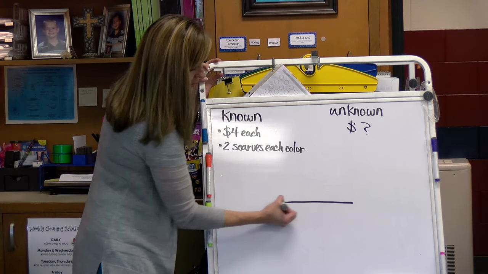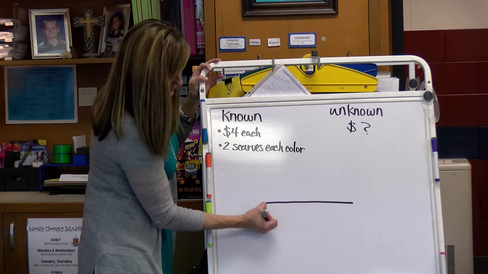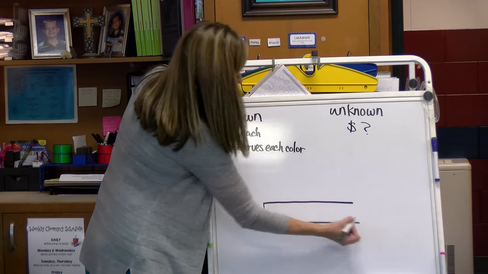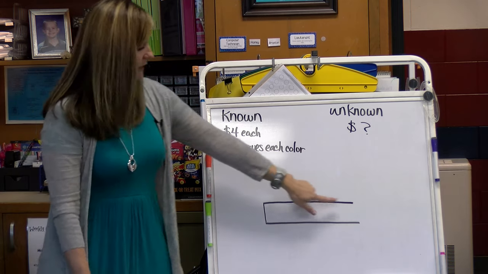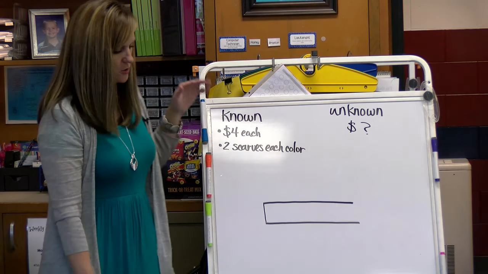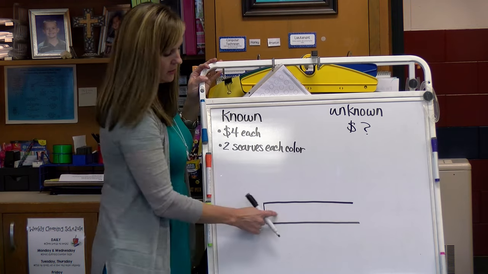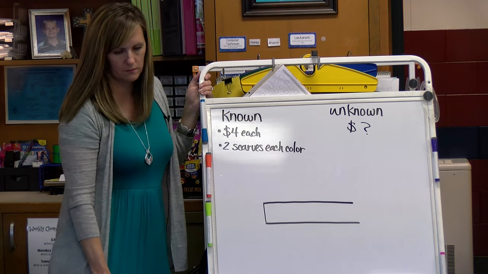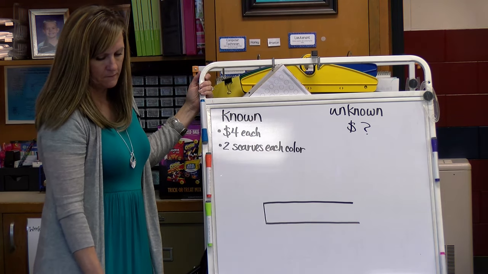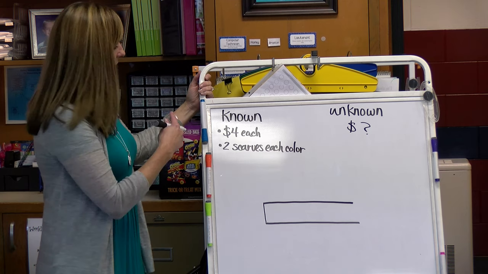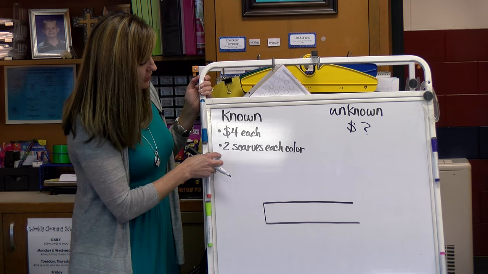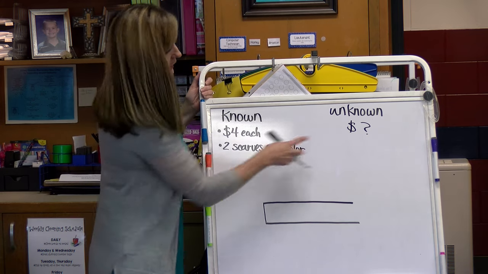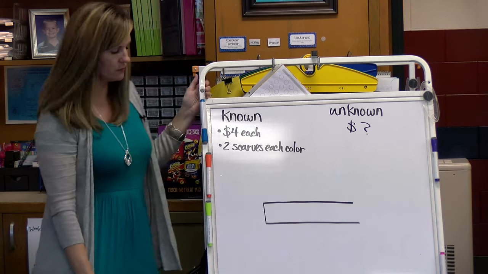I would use a tape diagram. We've been using those for several days now. So I want you to start creating your tape diagram, please. Remember, we're going to leave the end open because we're not quite sure yet how many units we need. Okay, let's look back at our knowns. These scarves are $4 each. She buys two scarves of each color, and then we have our unknown.